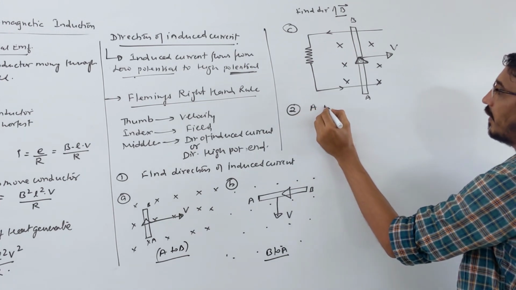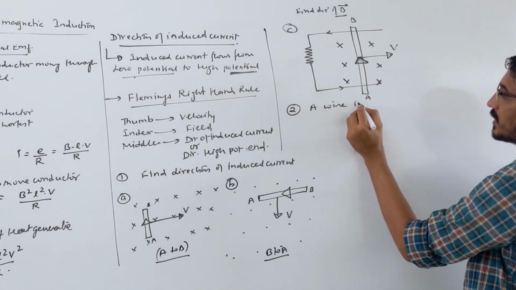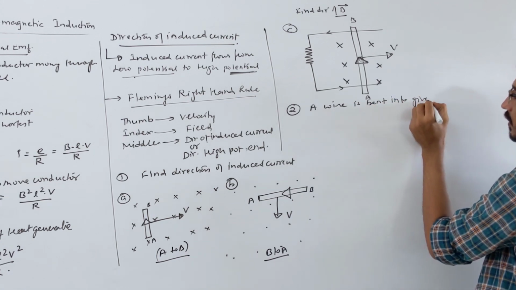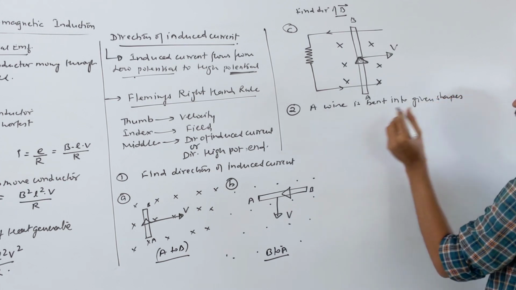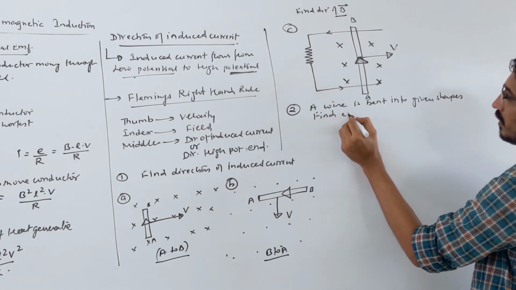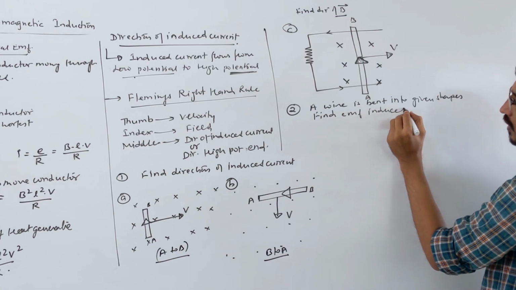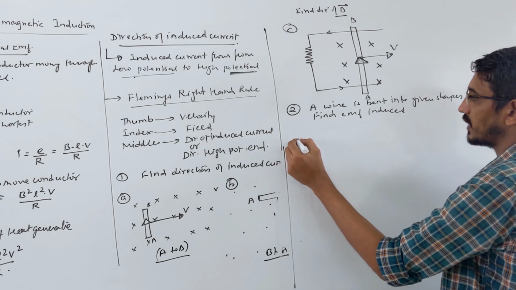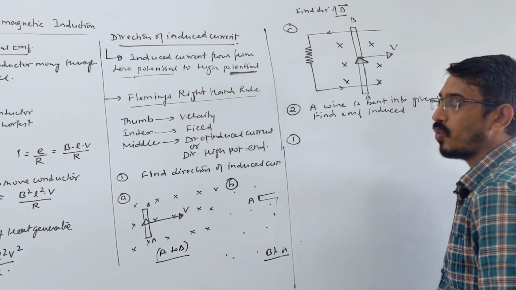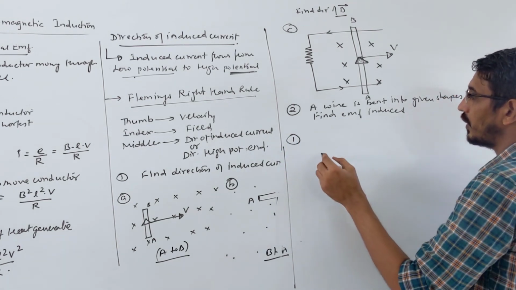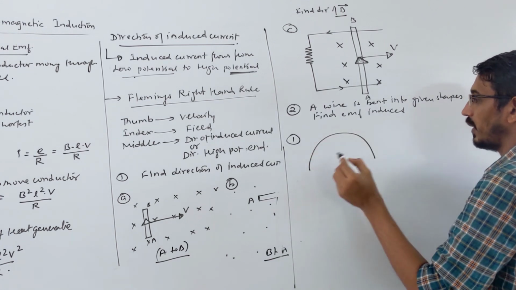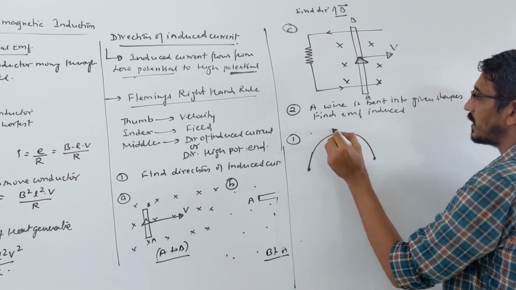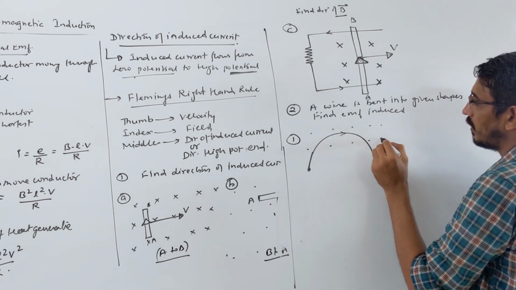A wire is bent into given shapes. Find EMF induced. So the wire is turned into some shape. Let's see what shape they have turned. I am giving some examples, like example 1. One wire you have turned into a semicircular loop, like this one, and this is placed inside some magnetic field. I am saying this is a magnetic field.